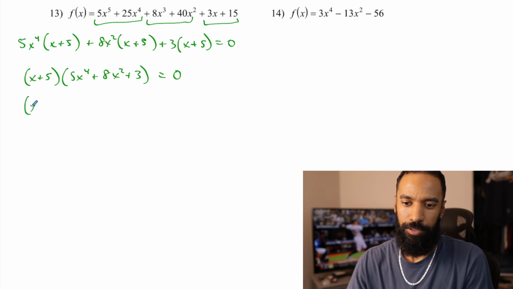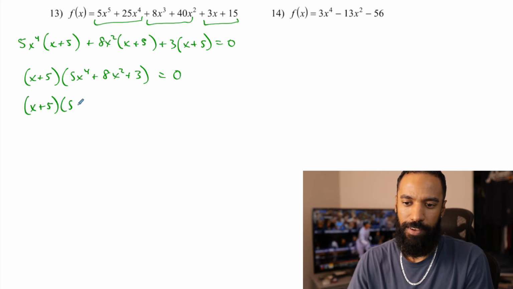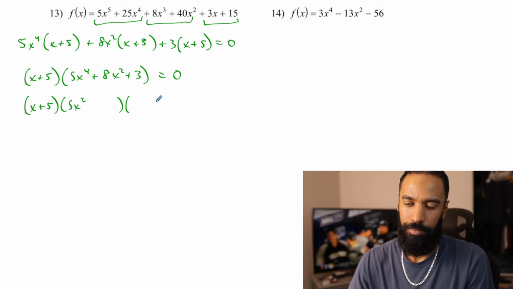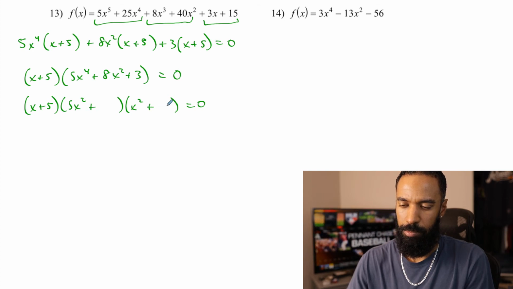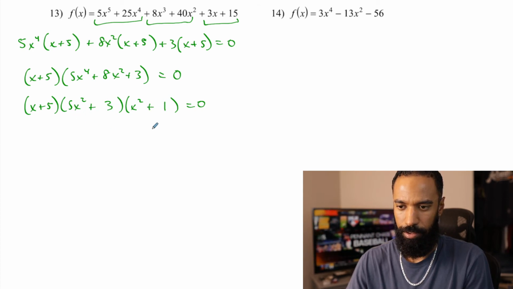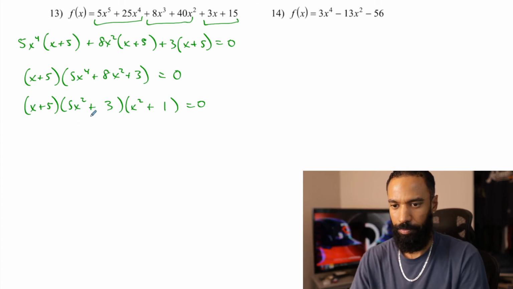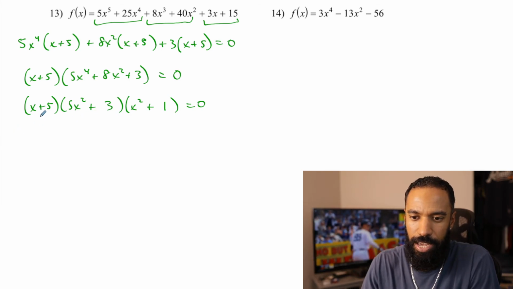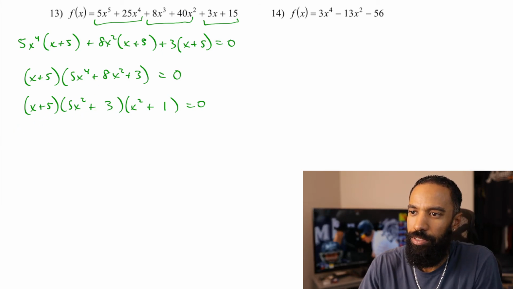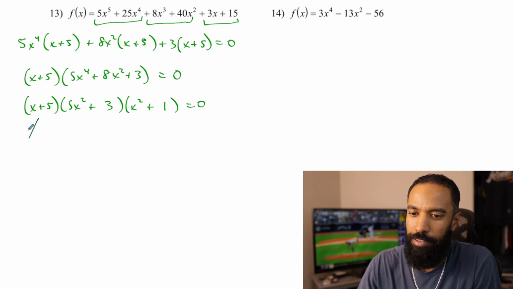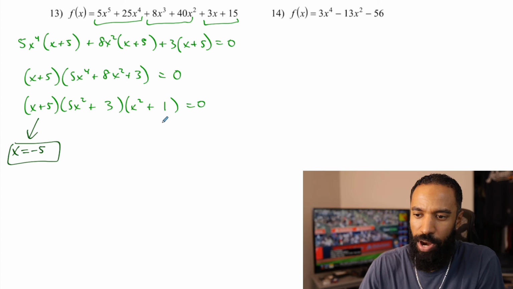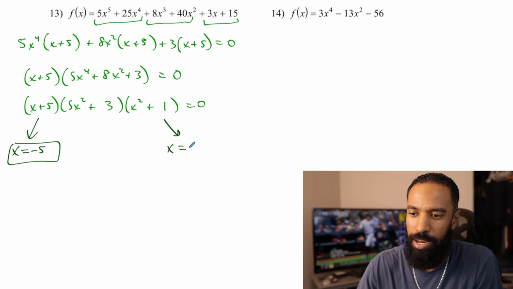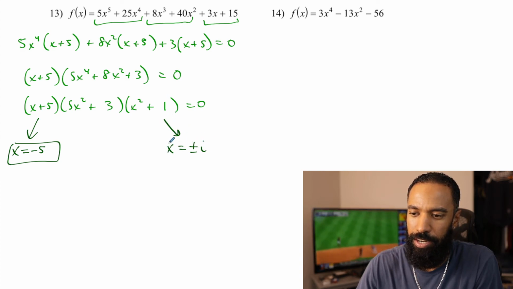It does factor, though. So x plus 5. So this is 5x squared here, and x squared here. And plus plus, that's going to be plus 1 and plus 3. 5 plus 3 is 8. So let's see if we can work these things out here. If x plus 5 is 0, then x is negative 5. I think we've seen this one a couple times. You know, subtract 1, take the square root, you get plus or minus I. We've seen that a couple times there.